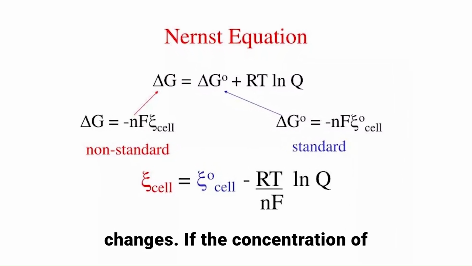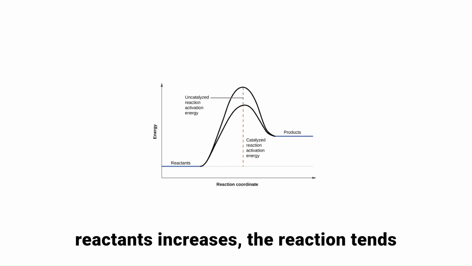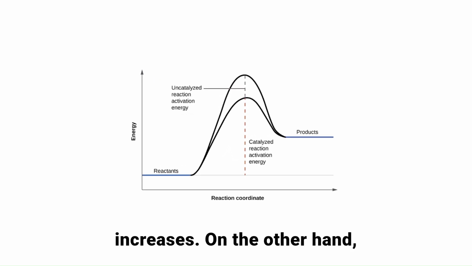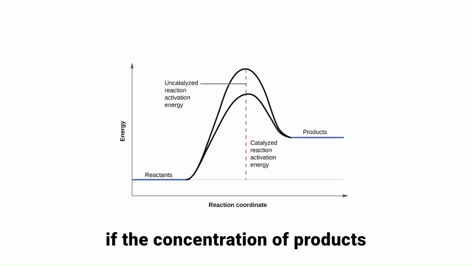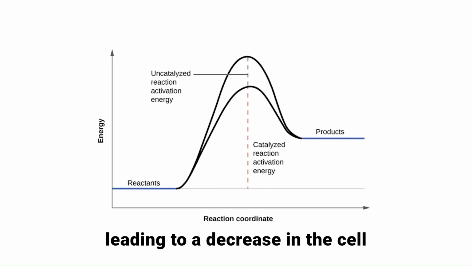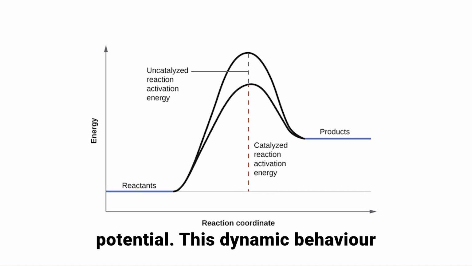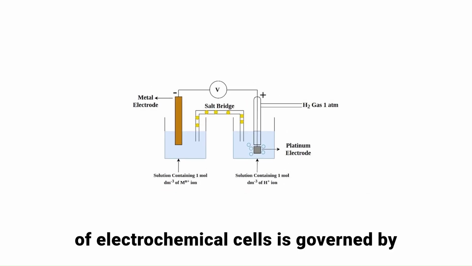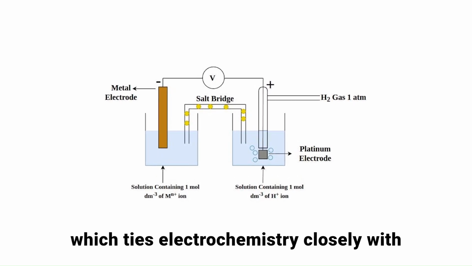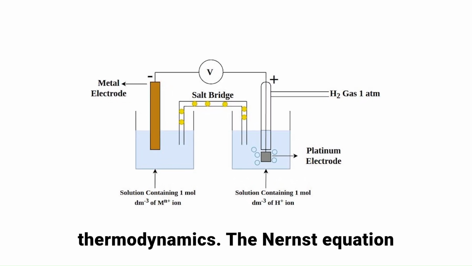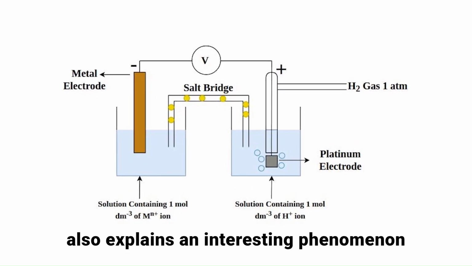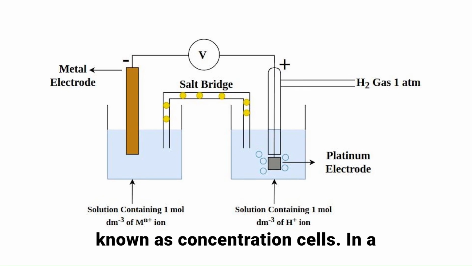If the concentration of reactants increases, the reaction tends to shift forward, and the cell potential increases. On the other hand, if the concentration of products increases, the reaction shifts backward, leading to a decrease in the cell potential. This dynamic behavior of electrochemical cells is governed by the principles of chemical equilibrium, which ties electrochemistry closely with thermodynamics. The Nernst equation also explains an interesting phenomenon known as concentration cells.